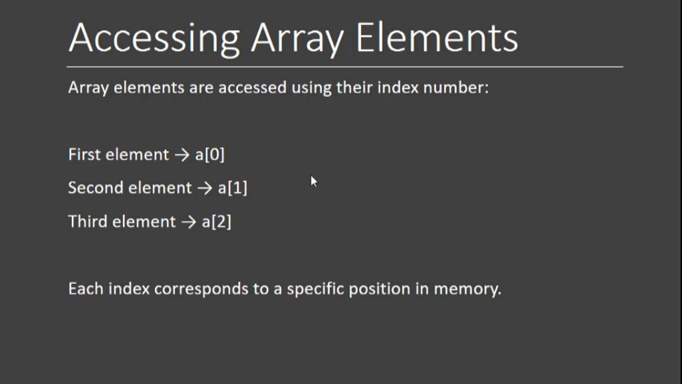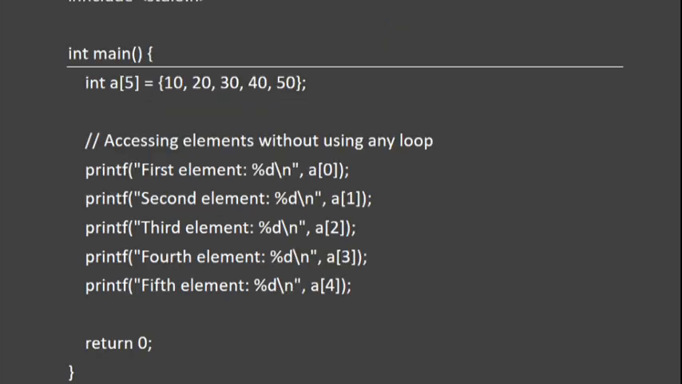Now, how are you going to access the array? The first element we already know: just now you have seen a[0], a[1] and a[2]. We are going to access the array. So let me discuss it with the help of a program.